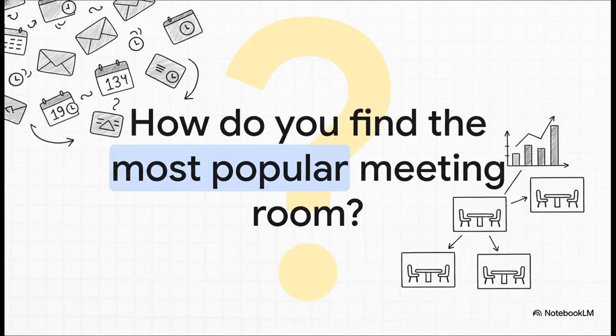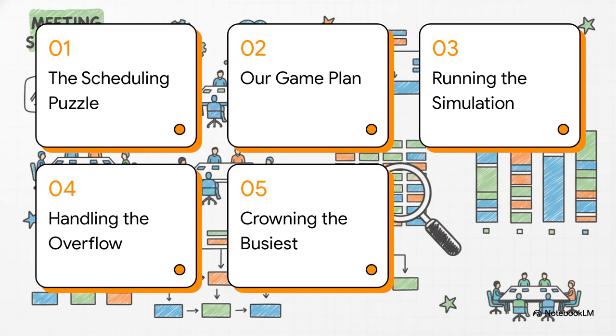So just imagine this for a second. You're running a popular co-working space. You've got meeting requests flooding in all day long. Different times, different rooms, different durations. Your job isn't just to squeeze everyone in. It's also to figure out which room is your real MVP, the one that's getting the most use. It sounds simple on the surface, but doing it efficiently and, more importantly, fairly, well, that's the real puzzle we're going to solve today.